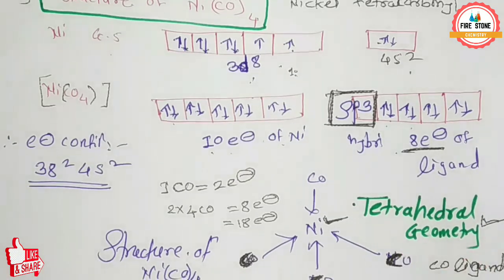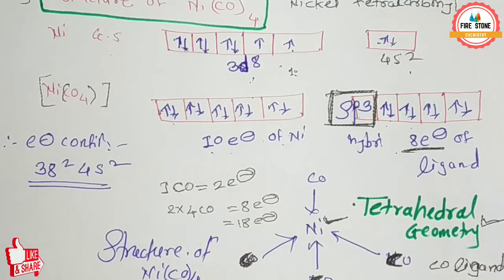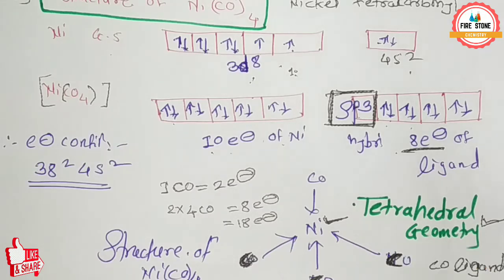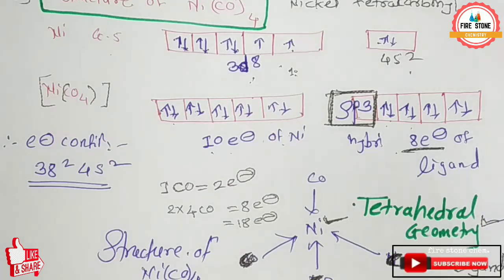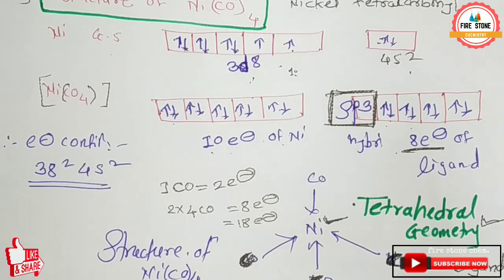That way we can assign the geometry of a coordination compound from the types of hybridization, and this is a very easy way to assign or predict the geometry of coordination compounds.